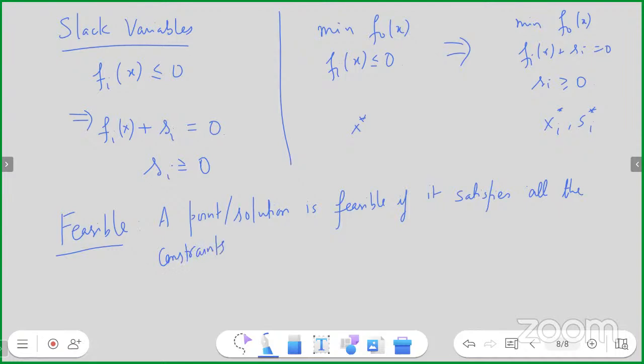You may ask, what have I done by going from here to here? All I've done is added an extra variable. So the problem should only become harder. But you'll find cases where this is easier compared to this.